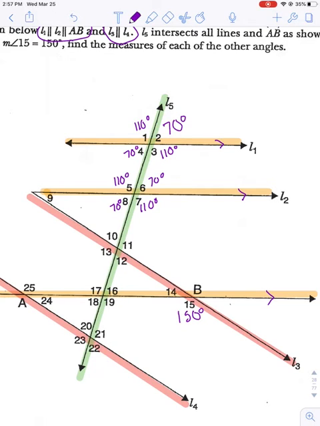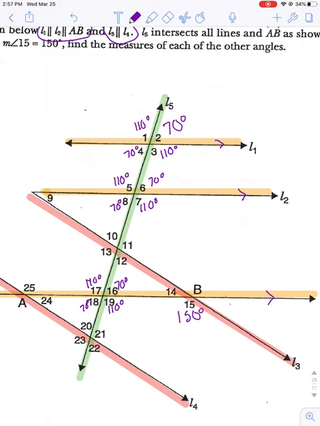I cannot copy them to 10, 11, 12, 13 because that's a red parallel line. My red and my orange parallel lines do not match. But I can use 16, 17, 18, 19. That's going to have the same corresponding relationship. All right, so that just gave me a lot of angles. I'm happy with that. Let's see what else I want to do.